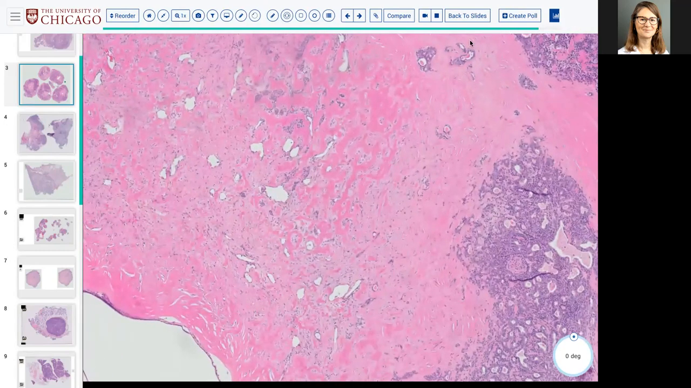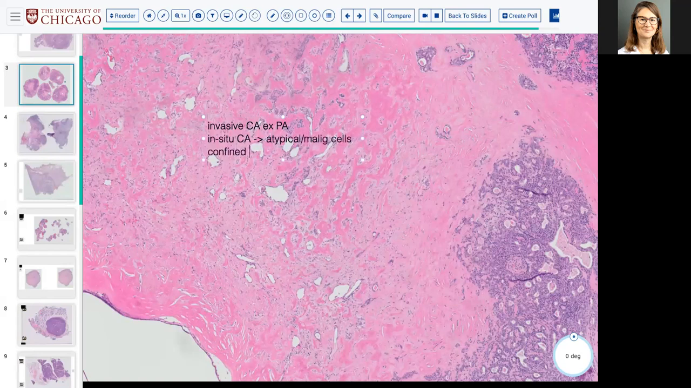So there are three ways to think about carcinoma ex pleomorphic adenoma. One is purely invasive carcinoma ex PA, where there's a pre-existing benign PA and then invasive carcinoma surrounding it. There's in situ carcinoma, which might be an option for this case, in which the atypical, potentially malignant cells are confined by a myoepithelial or basement membrane layer.